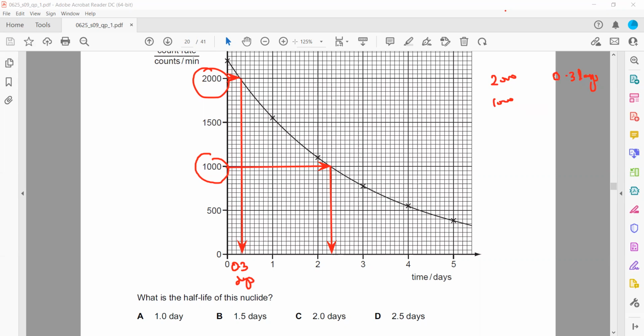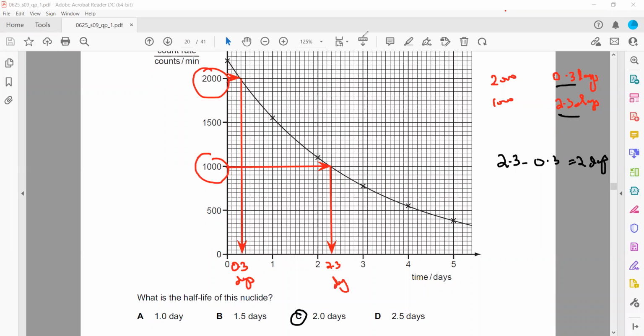So that is 2.3 days. So when it is 1000, it is 2.3 days. So what is the time interval? 2.3 to 0.3, so the time interval is 2.3 minus 0.3, which equals 2 days. So the half-life of this sample equals 2 days. So C will be the right answer.